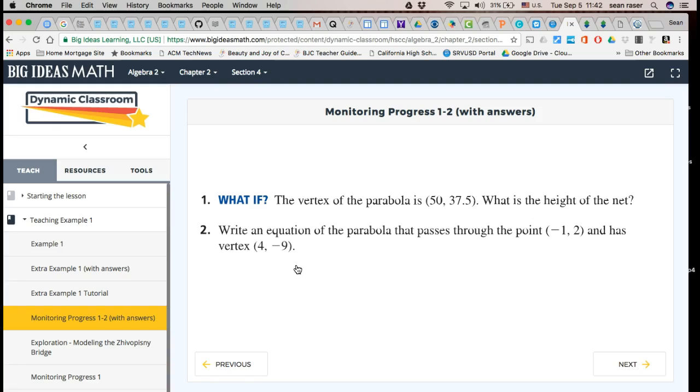Please answer your questions separately. Please label them 1 and 2 so I know the answers. 1 should be the height of the net. 2 should be the equation of your parabola that passes through this point and has a vertex 4, -9. Go ahead and answer those now.